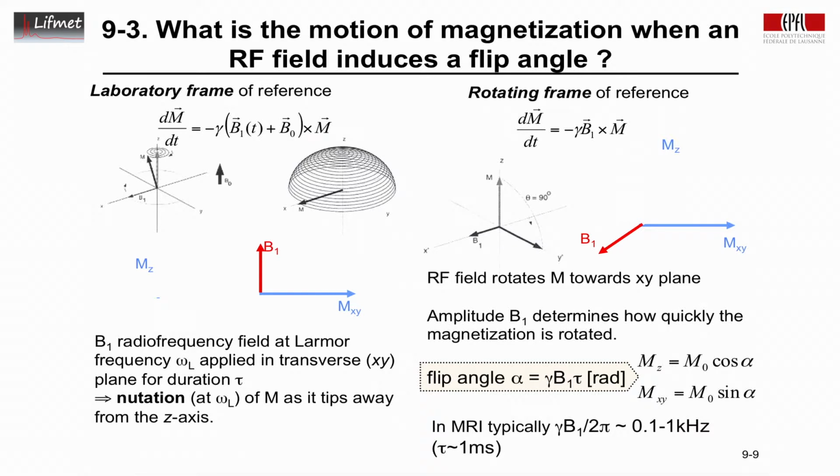To give us an idea in MRI, what is the gamma B1? We'll look here at frequency. So gamma B1 over 2 pi is typically anywhere from 0.1 to 1 kilohertz. This means that the duration of these RF pulses, where the RF is turned on, is typically on the order of milliseconds. For all practical purposes, this is all that we need to know here.